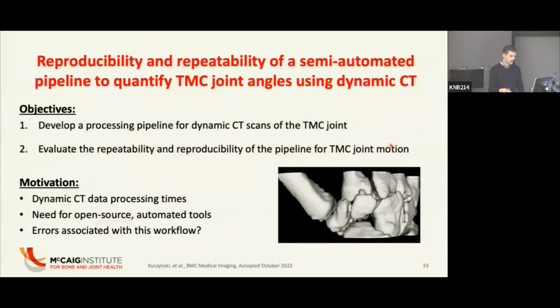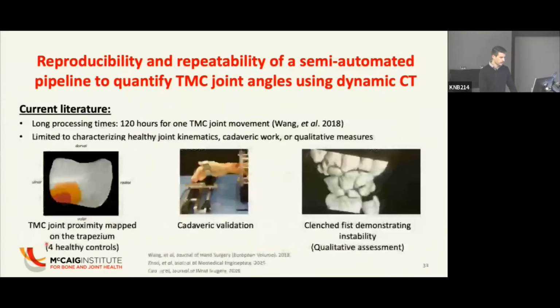And now that we've developed this pipeline, we wanted to evaluate the repeatability and reproducibility of this pipeline for computing joint motion, that is joint angles and translations, as the method that we were using to set up segment coordinate systems was manual. And the motivation for this work was, again, the long processing times, and the need for open source and automated tools. There are some workflows out there in published works that use multiple different softwares that you'd have to pay for, and it can just make things very, very difficult. And we weren't sure what sort of errors we were expecting for the workflow that I'm about to present here.